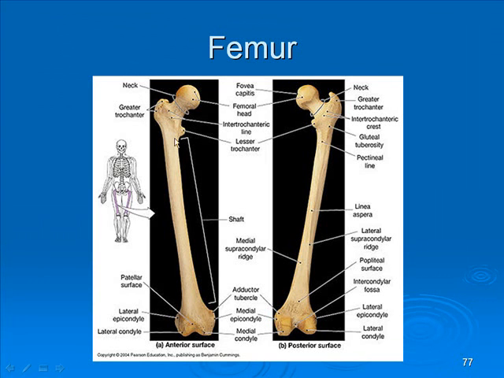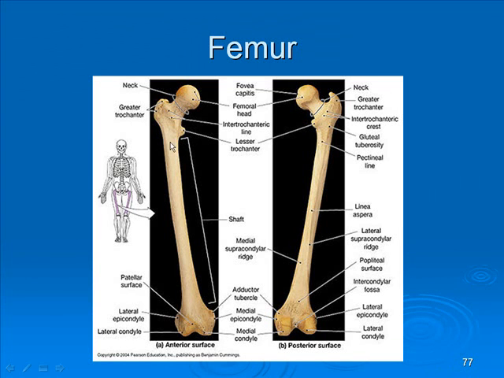So common sites of fracture here, both of these are proximal locations of the bone. One can be at the neck, one can be just inferior to the greater trochanter. There's a greater trochanter, there is a lesser trochanter, which we see on the medial aspect of the bone.